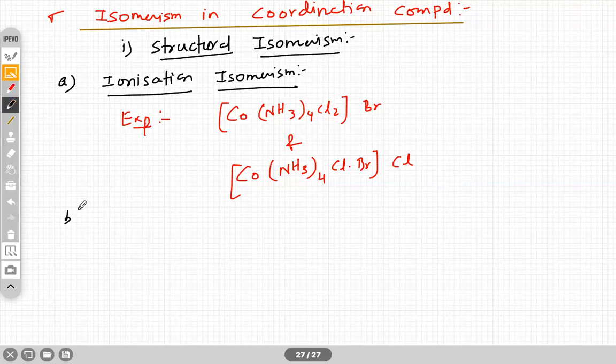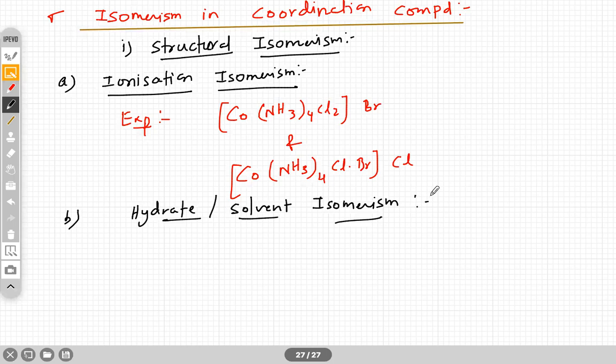Second type is hydrate isomerism. Obviously, this phenomenon is isomerism. Hydrate, or we also call it solvent isomerism. Write down, this is a special type of ionization isomerism in which the water molecules are involved.